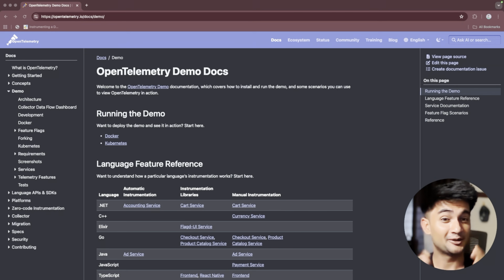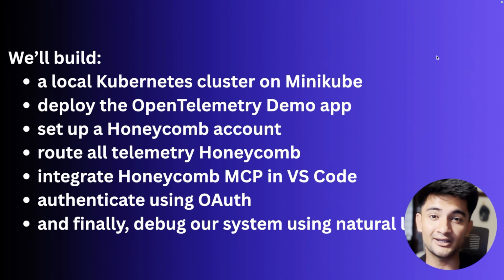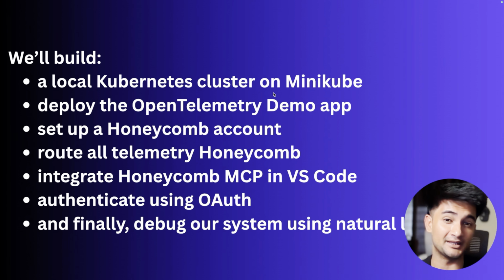Let's get into it. Alright, so I'm here on my computer screen, and before I type any command, let me tell you everything that we are going to do in this observability project. We start by creating a local Kubernetes cluster using Minikube. Then on this Minikube cluster, we are going to be deploying the OpenTelemetry demo application.